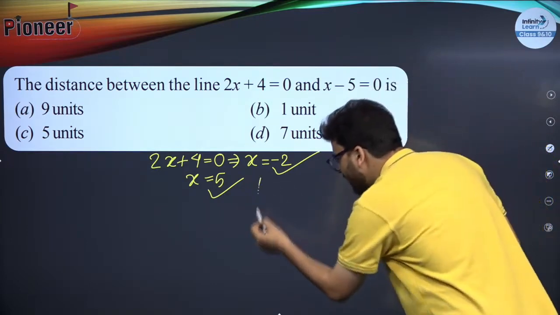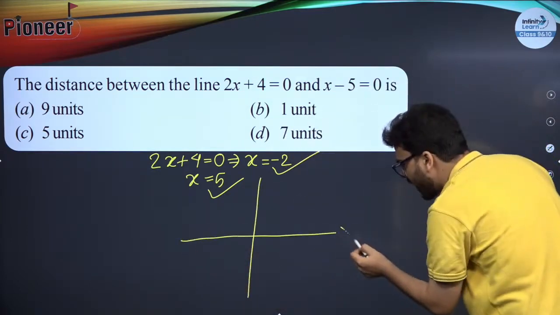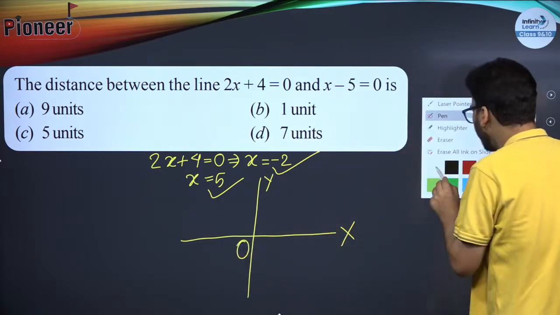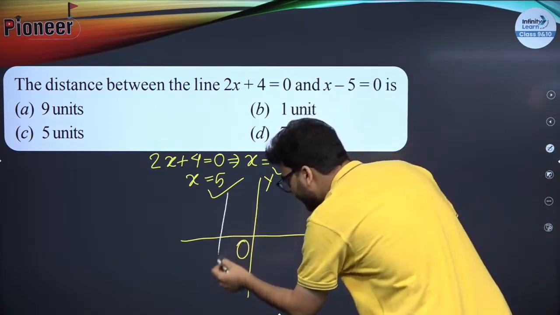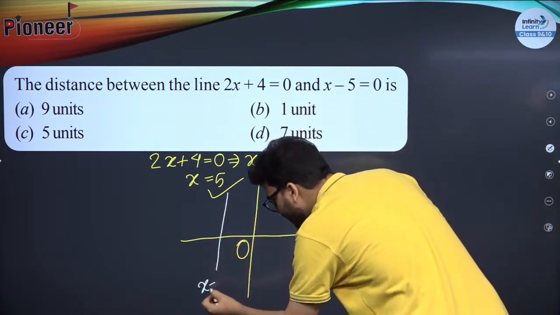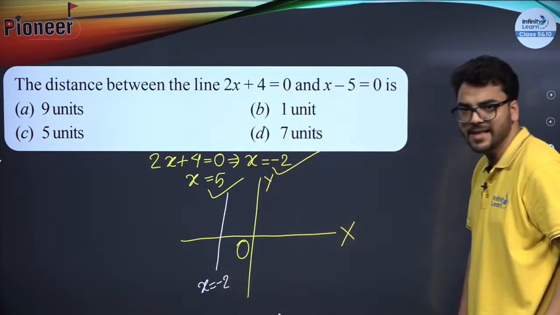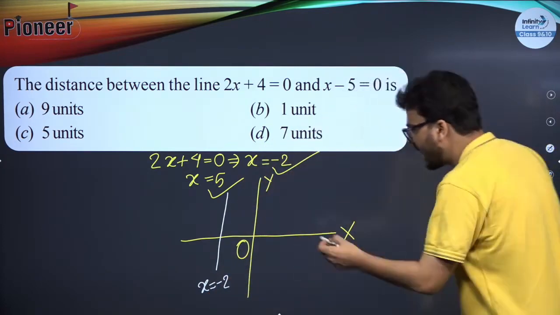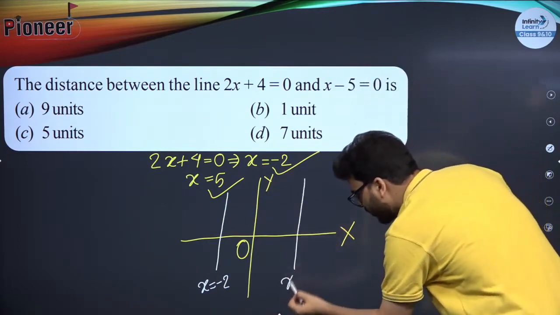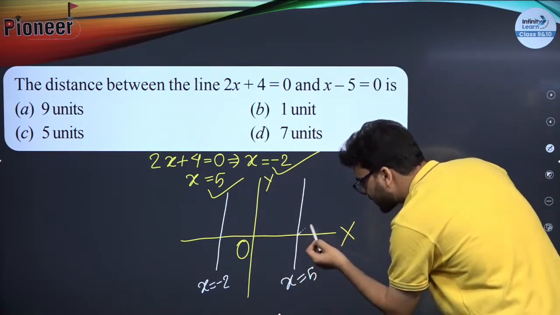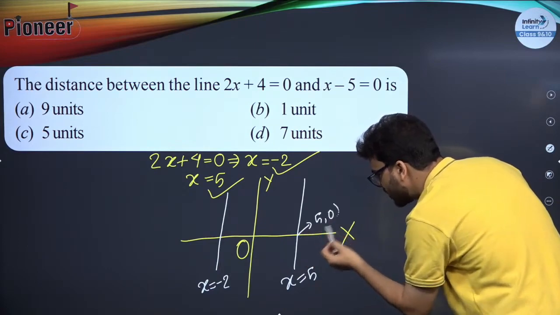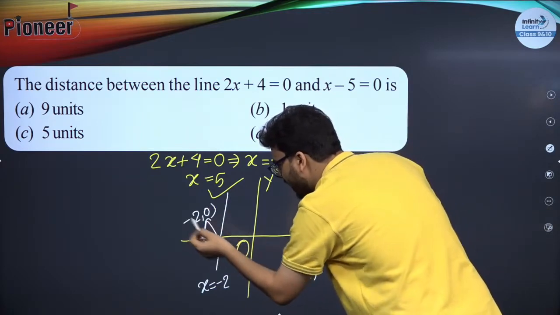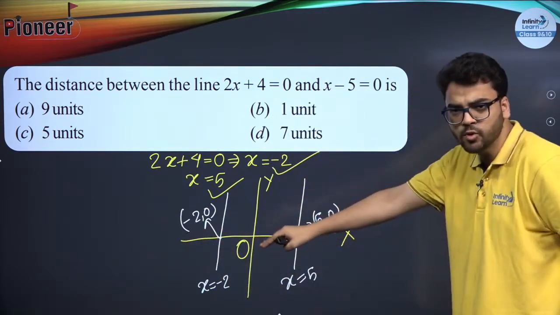So basically if you draw the graph of x is equal to minus 2, what it will be, guys? X is equal to minus 2 if you will draw, it will be basically perpendicular to x-axis and parallel to y-axis. You see over here it is like this, perpendicular to x-axis and parallel to y-axis, and x is equal to 5 will be somewhere over here, correct? And it will pass through the point 5 comma 0, and this will pass through the point minus 2 comma 0 over here. Now what is the distance between these two lines, guys?